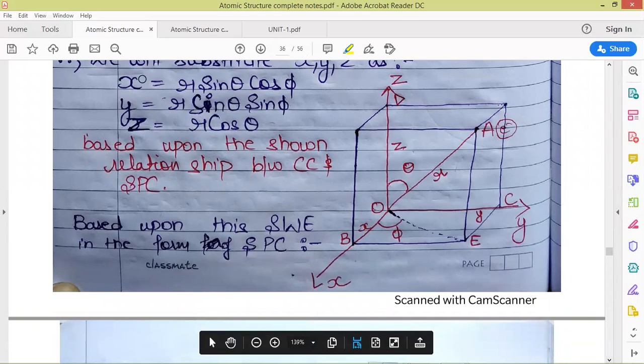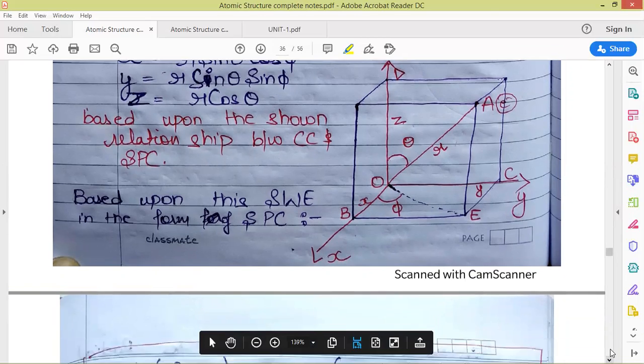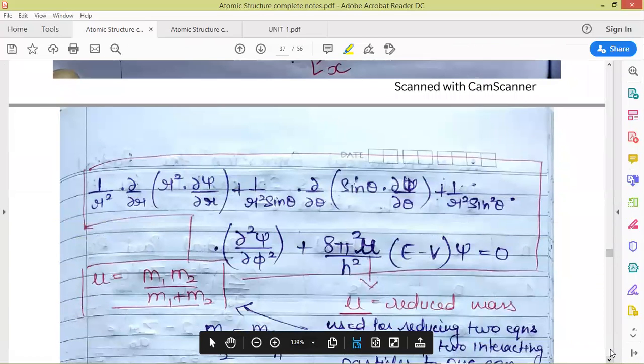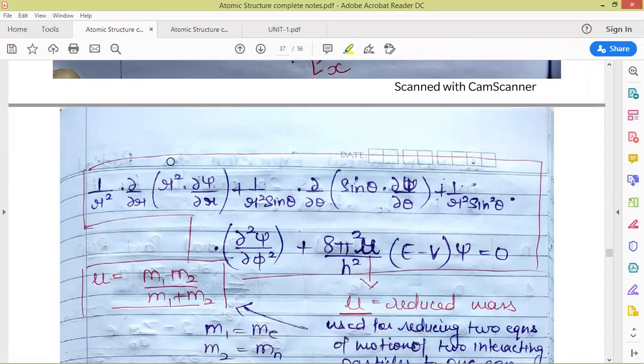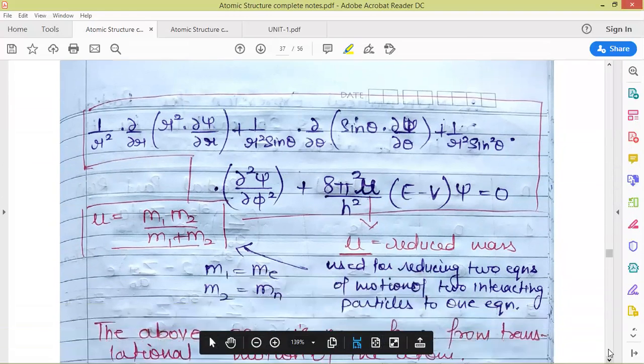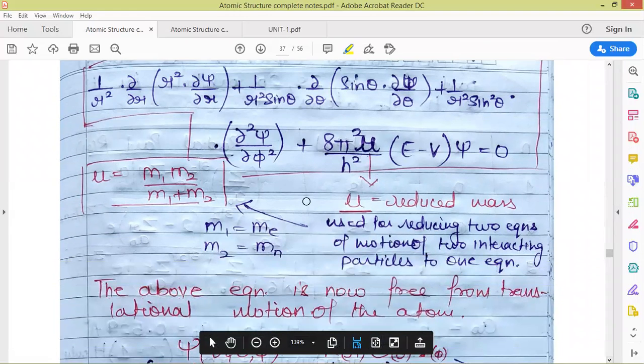If we put all these 3 values in the Schrodinger wave equation which we derived earlier in the last video, we get the Schrodinger wave equation in this form. This is the Schrodinger wave equation in spherical polar coordinates. You will have to memorize it as it is, because the detailed derivation for this is not in your syllabus as of now.